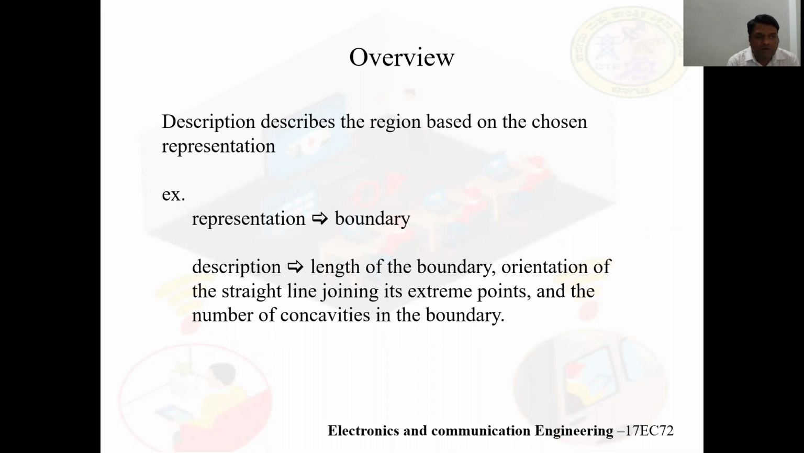Above scheme is only part of the task of making data useful to computer. Next task is to describe the region based on representation. A region may be represented by its boundary, and its boundary is described by features such as its length, the orientation of straight line joining its extreme points, and number of concavities in the boundary.